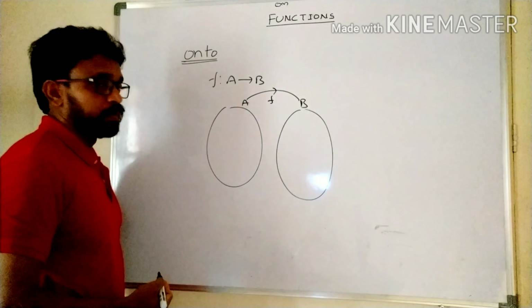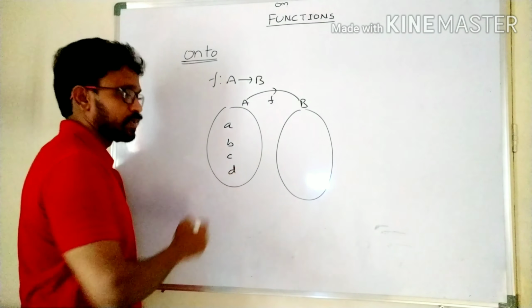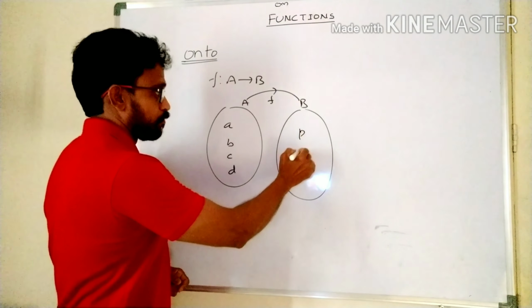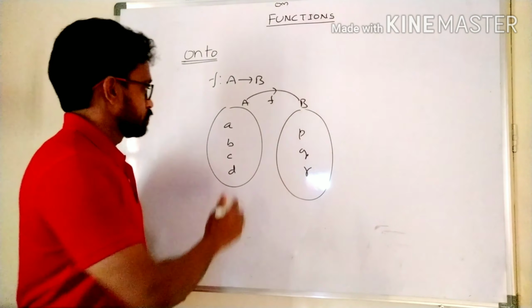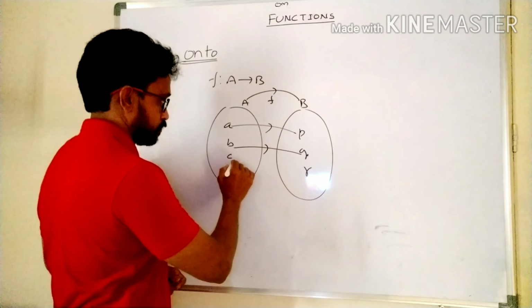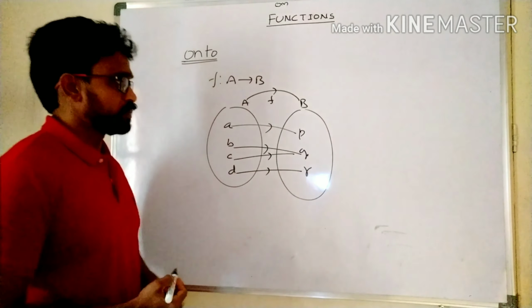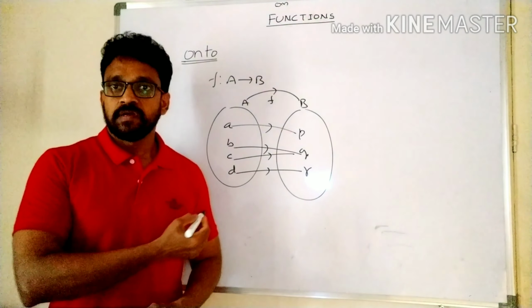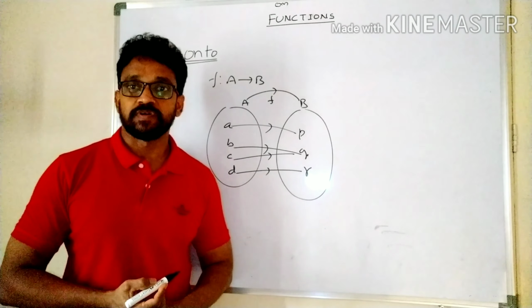f from A to B, for some mapping, I will take some elements a, b, c, d in the domain and p, q, r as some elements in the codomain. Now a to p, b to q, c to q, d to r. Observing this, the mapping is an onto function.